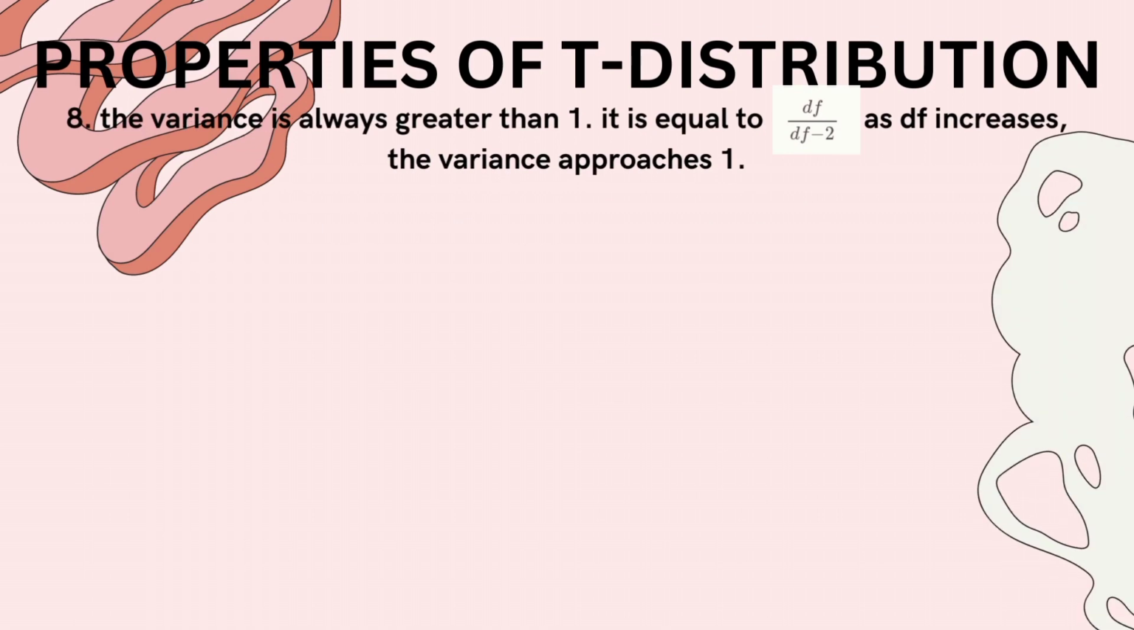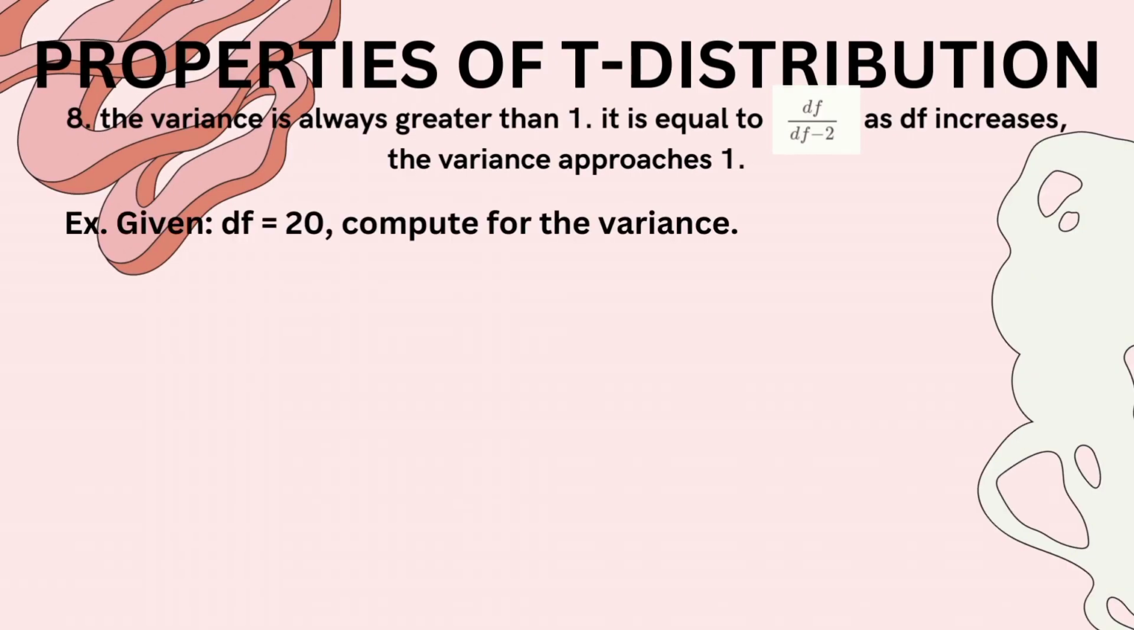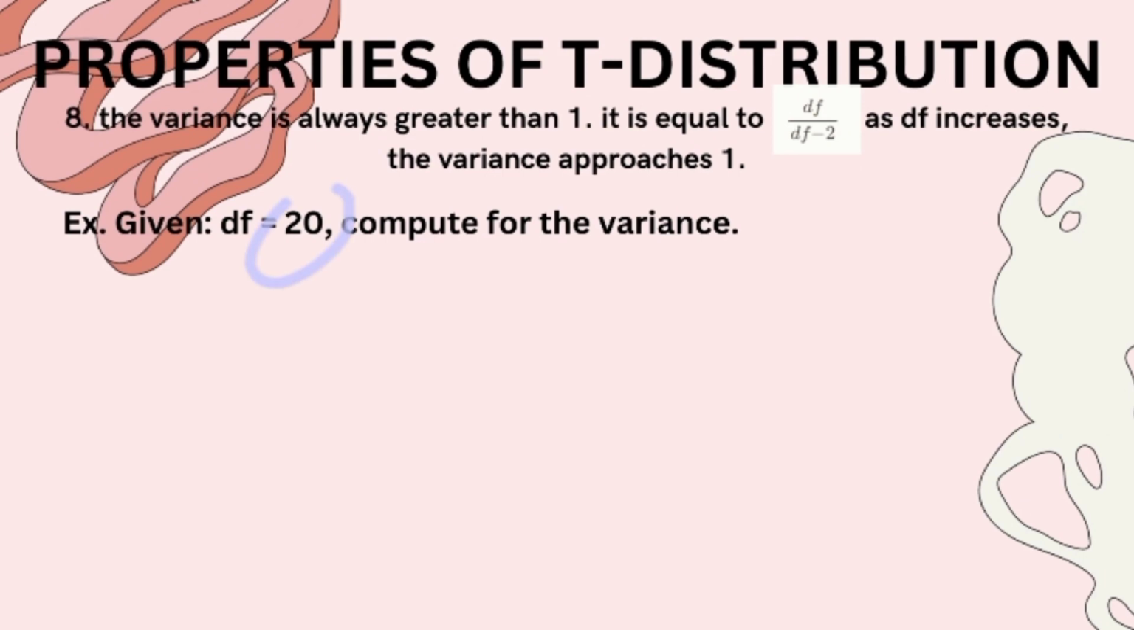Number 8. The variance is always greater than 1. It is equal to the degrees of freedom divided by the degrees of freedom minus 2. As the degrees of freedom increases, the variance approaches 1. Let's have an example. So degrees of freedom is equal to 20. Let's compute for the variance.